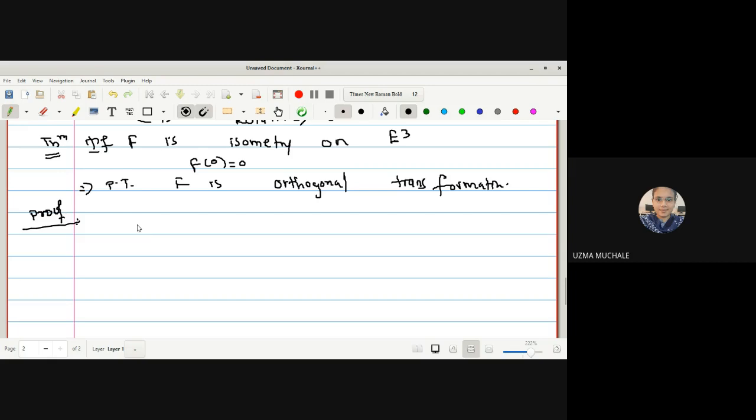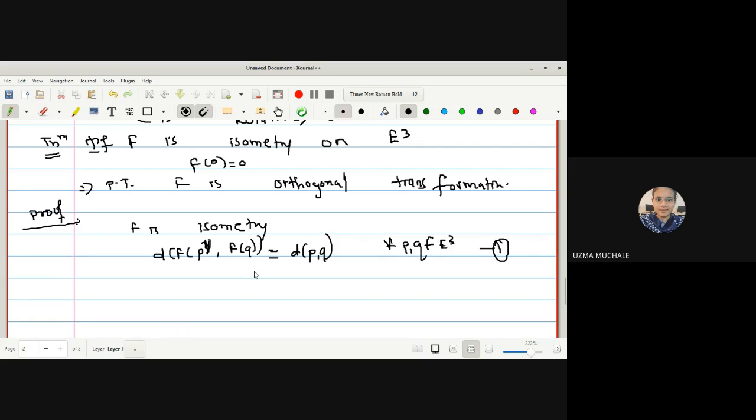F is an isometry. What do we mean by that? We can write the result. What is the definition? The distance between F(P) and F(Q) is equal to the distance between P and Q. Correct? This is the definition, and it is true for every point P and Q in E3. Let's name it equation 1.